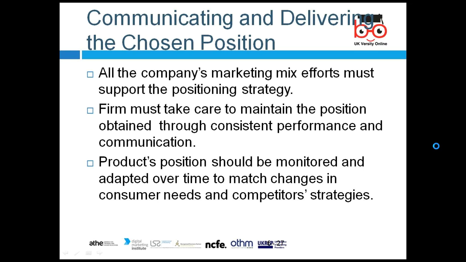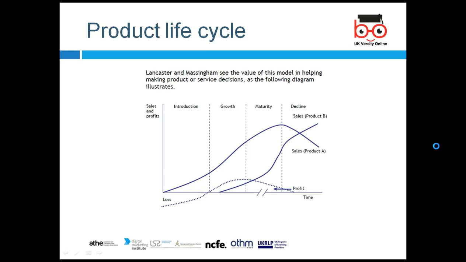Communicate and choose the position. Of course, we need to make sure we communicate the marketing mix. Anybody know the marketing mix? We discussed the 4 P's: product, price, promotion, and place. So we need the right mix when we want to differentiate. The firm must take care to maintain the positioning obtained through consistent performance and communication. Communication needs to be effective, so customers understand us, they can interpret our message, and we can use it for benefit to achieve our objective. Product positioning should be monitored and adapted over time to match the changes.